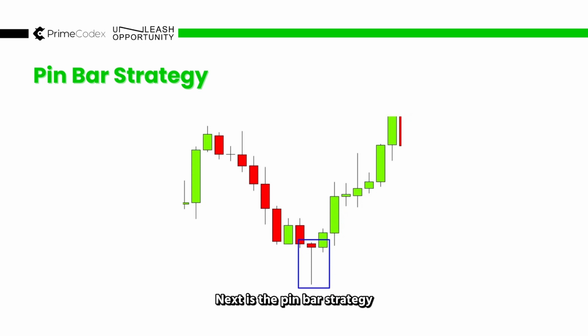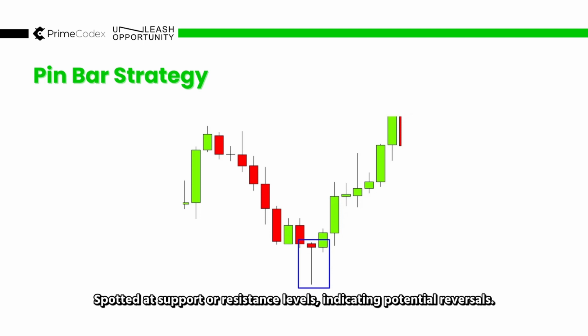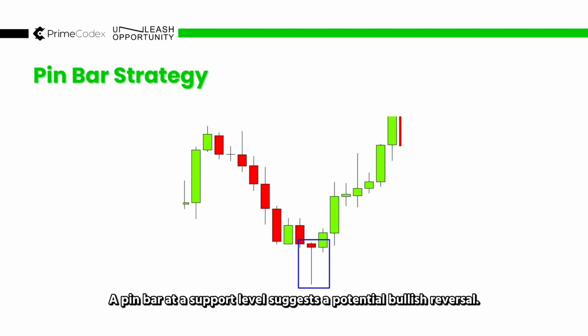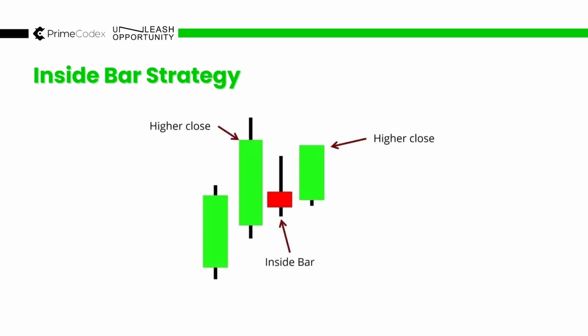Next is the pin bar strategy. A candlestick pattern with a small body and long wick, spotted at support or resistance levels, indicating potential reversals. Example, a pin bar at a support level suggests a potential bullish reversal. Next is the inside bar strategy. Formed when the high and low of a candle are within the range of the previous candle. Signifies a market pause, often followed by a breakout or reversal. Example, an inside bar after a strong uptrend might lead to a breakout in the same direction.